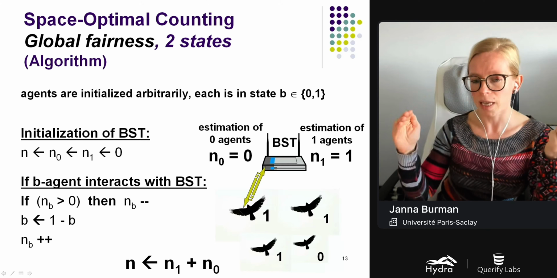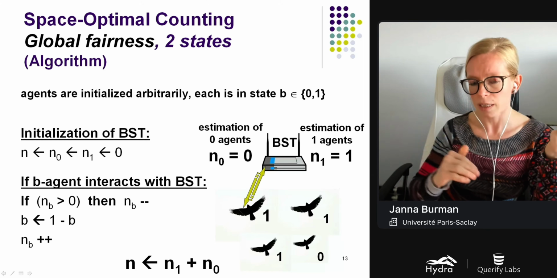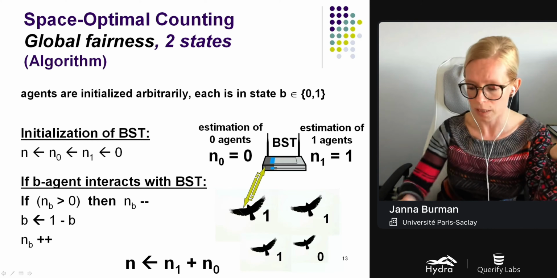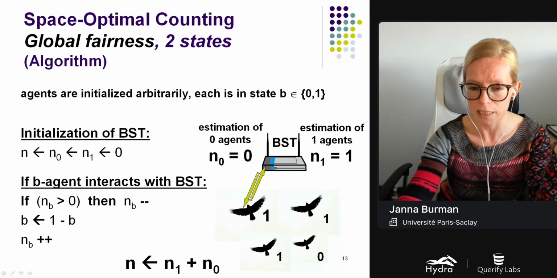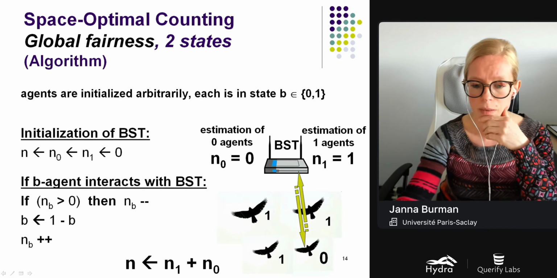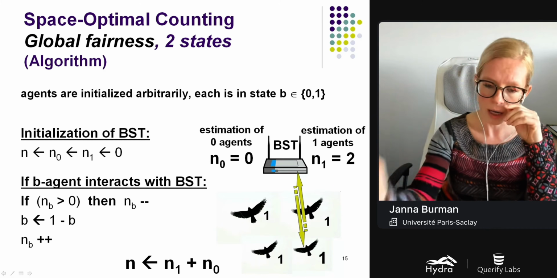So it increments n1 by 1 and decrements n0 by 1 if it's not already 0. Okay, and we continue like this. The base station meets another 0. It makes the same move, increments n1.